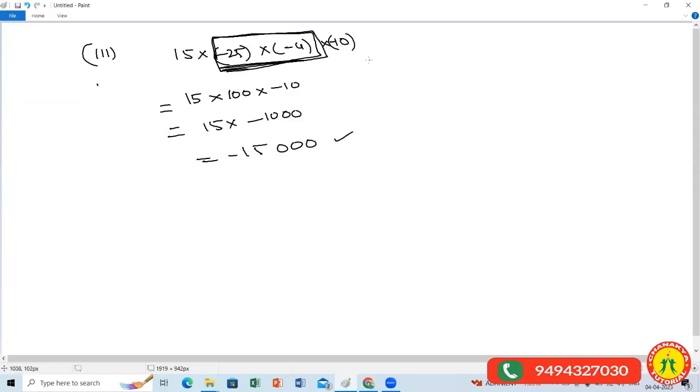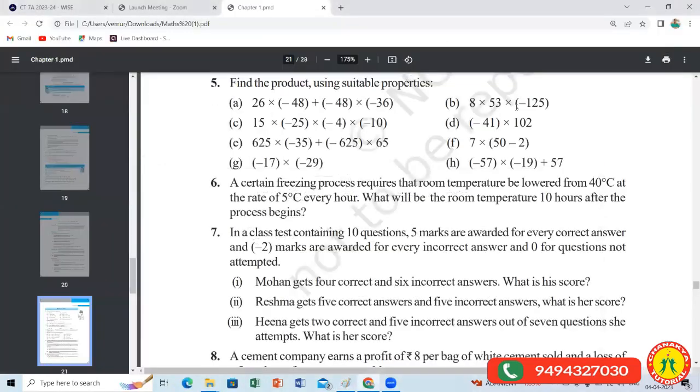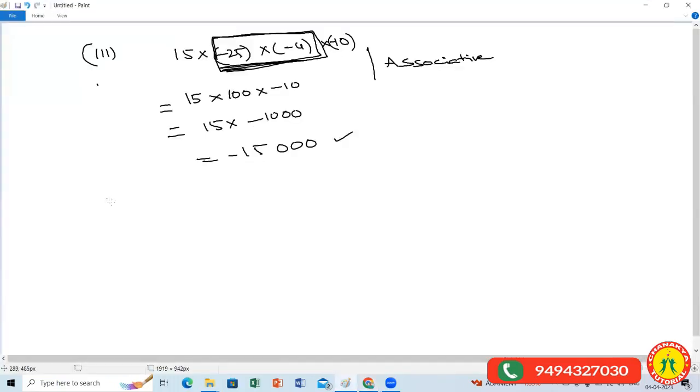Which property did we use here? Grouping property. Grouping property is nothing but associative property. And D, who will give the answer? Negative 41 and 1 or 2. Yes, Varshit. Negative 41 and 1 or 2. Use the property.